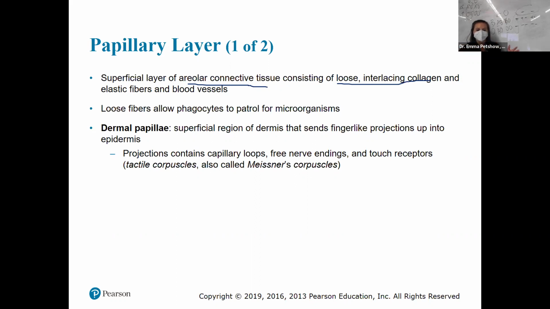You're going to have these regions called dermal papillae that come from the papillary layer and extend up into the epidermis. These contain things like capillaries, nerve endings, touch receptors. So they're able to sense what's going on in the epidermis, but they're still in the dermal layer. They're not actually in the epidermal layer. They just push up into it.